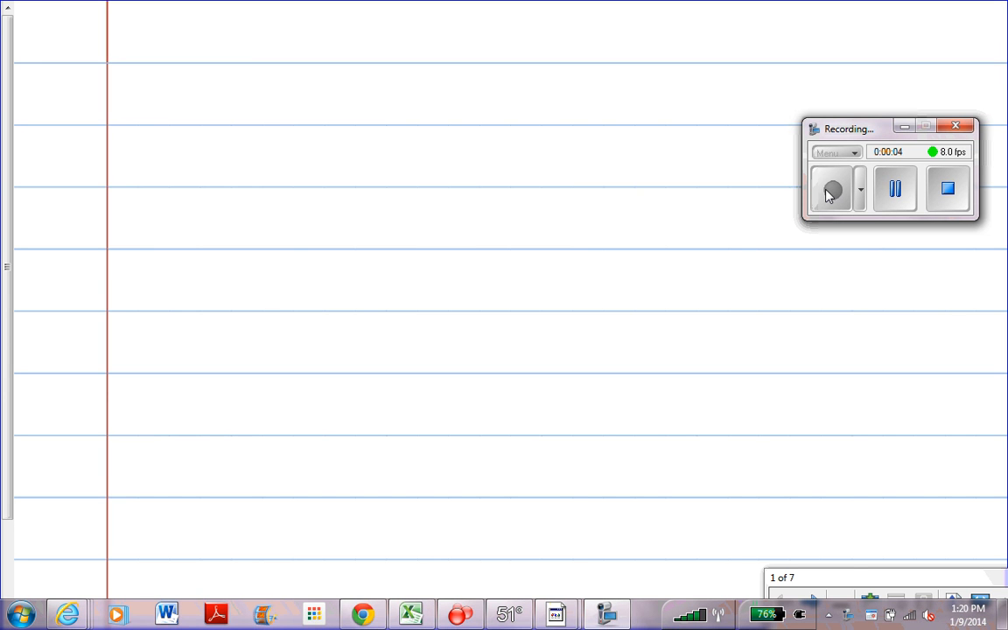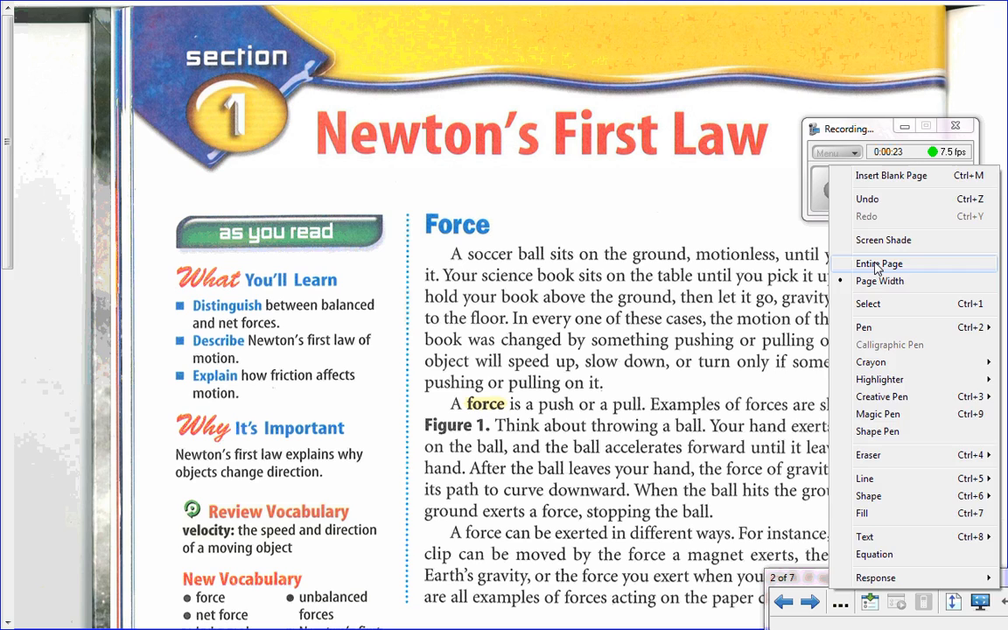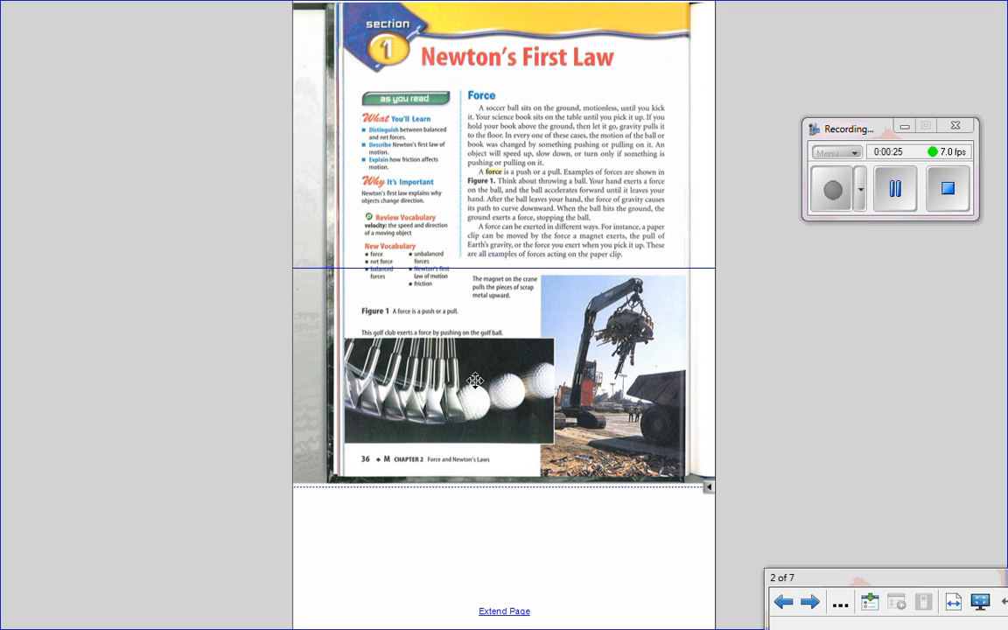Okay, so today we're going to look at the levels of outlining. Now, when we look at our chapter, we're going to be on page 36. All right, we're on page 36, and this is section 1 in chapter 2 called Newton's First Law. And our first blue heading is force.